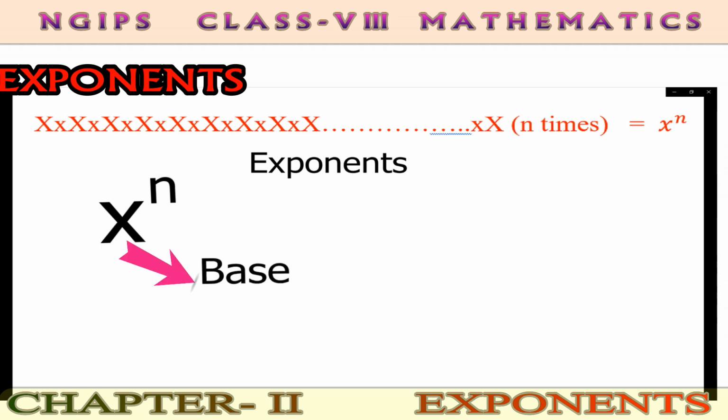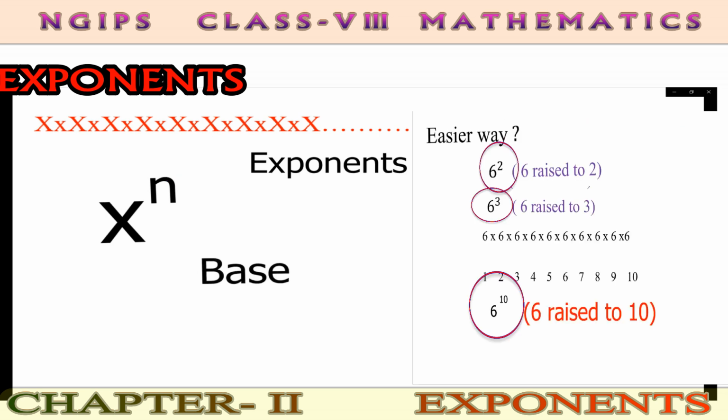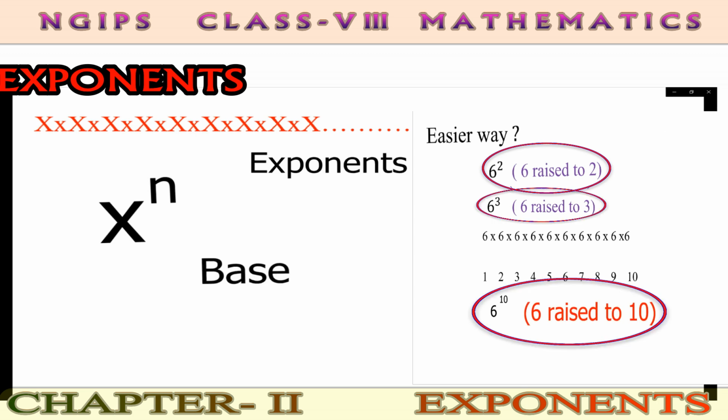The number x is called the base and the number n is called the exponent. In the 3 examples, we saw all of them have a base equal to 6. It is just the exponent that varies. In the first case, the exponent was 2. In the second case, the exponent was 3. And in the final example, the exponent was 10. Next, we will look at the different properties of exponents.